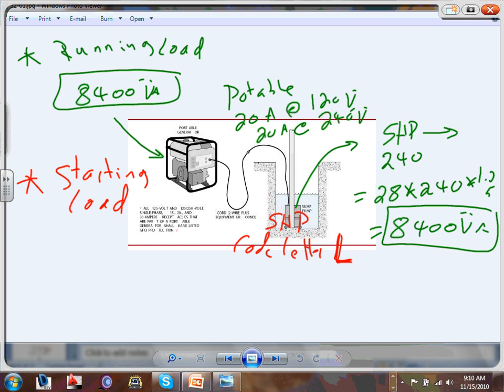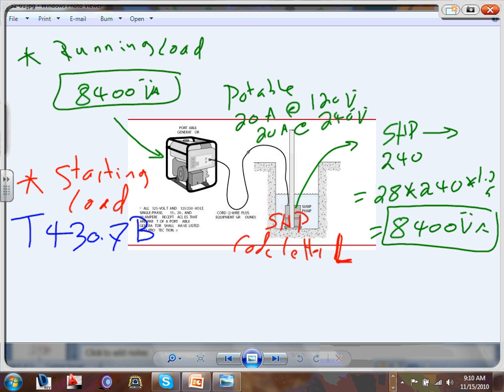If you guys go to table 430.7b, are you guys there? My design letter L is 9.99. This is page 313 in the new code book, 430.7b.